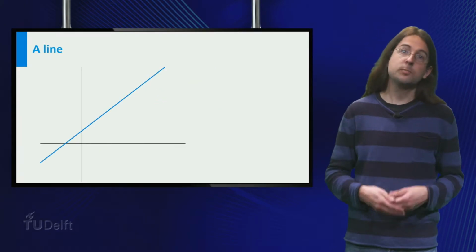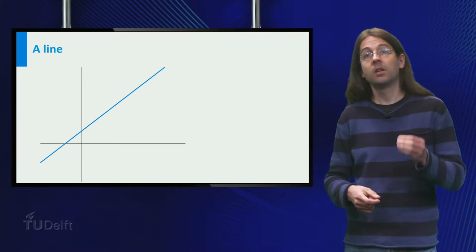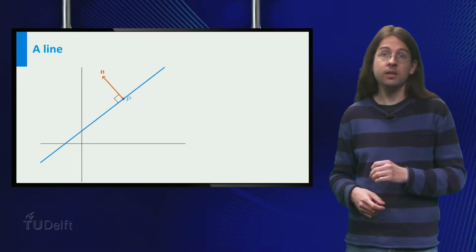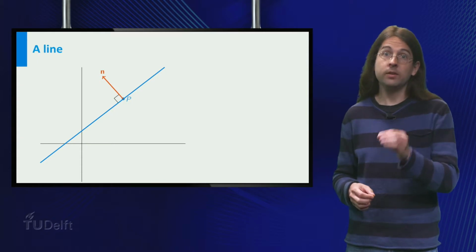Okay, suppose you have a line and you want to find its equation. The main feature is that we need a vector n equals (a, b) perpendicular to the line. We call n the normal vector.